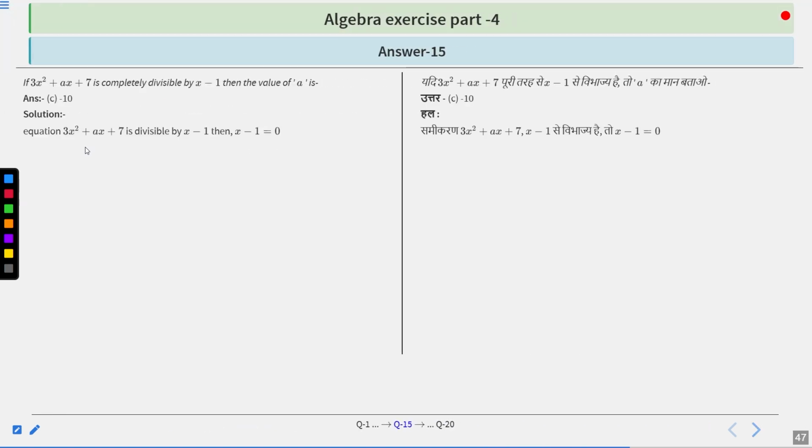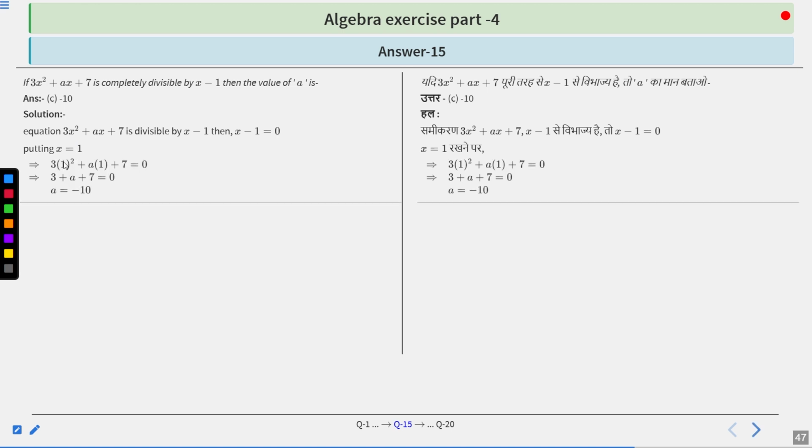The equation 3x square plus ax plus 7 is divisible by x minus 1. Then x minus 1 equal to 0. So putting x equal to 1, we get 3 into 1 square plus a into 1 plus 7 equal to 0. 3 plus a plus 7 equal to 0. Then a is equal to 7 plus 3, that is 10. But after going to the right hand side, it will become minus 10. Therefore, a is minus 10. Option number C is the correct answer.